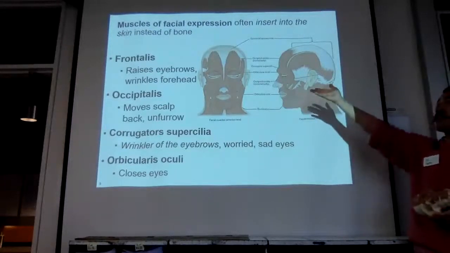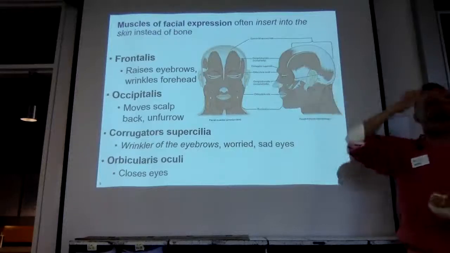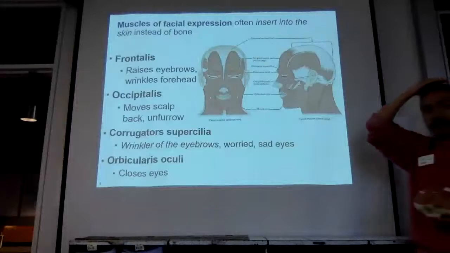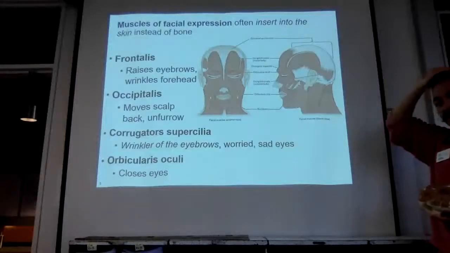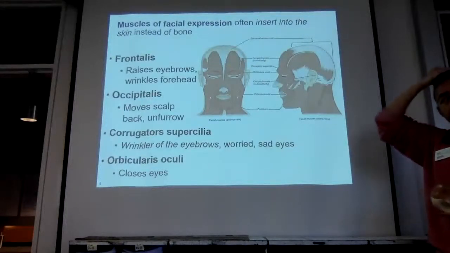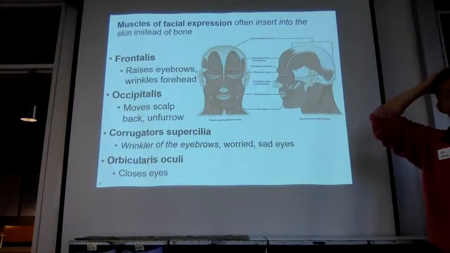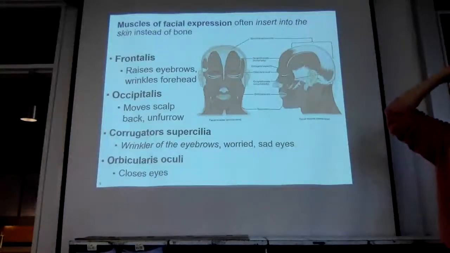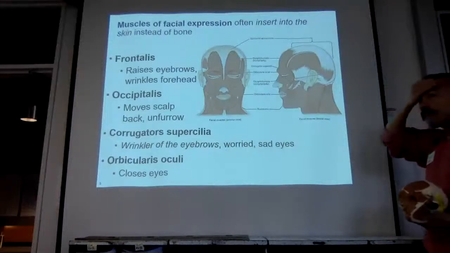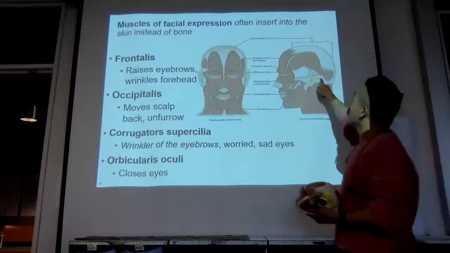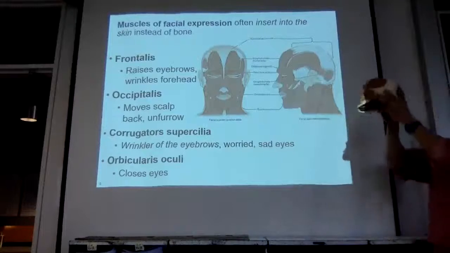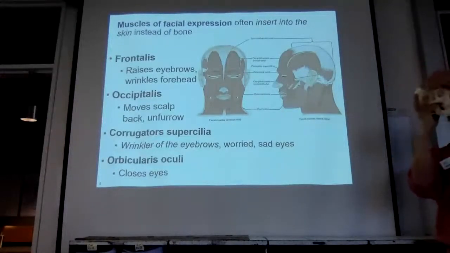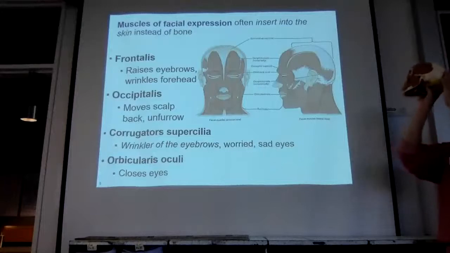So frontalis raises your eyebrows, wrinkles your forehead. Your frontalis is connected. Does anyone remember the term when you connect muscle to muscle? It's not a tendon, not a ligament. Aponeurosis. There's an epicranial aponeurosis from here, frontalis, to the back, to the occipitalis. So here's the occipitalis. Frontalis, occipitalis.